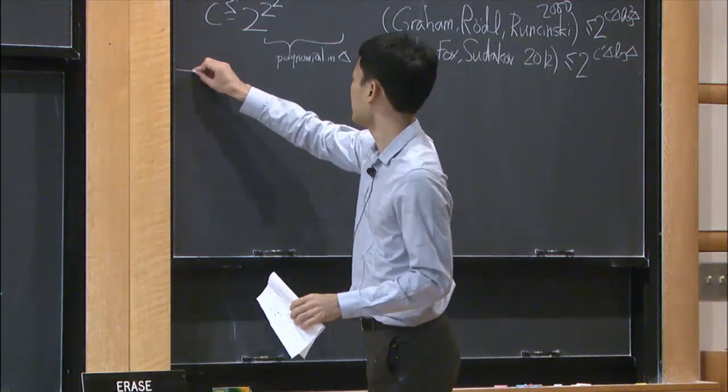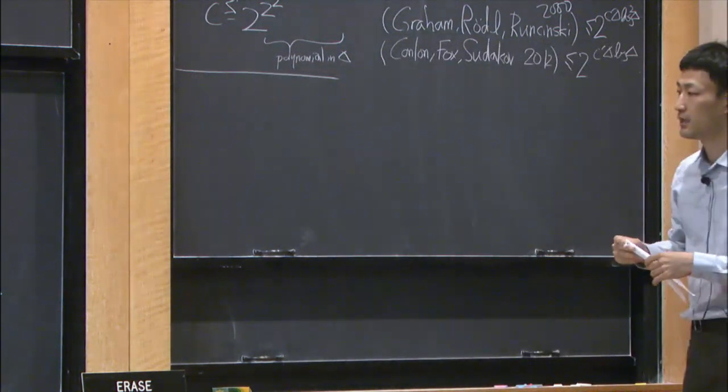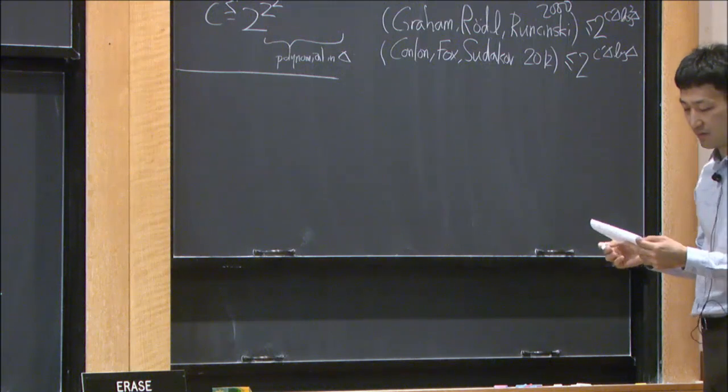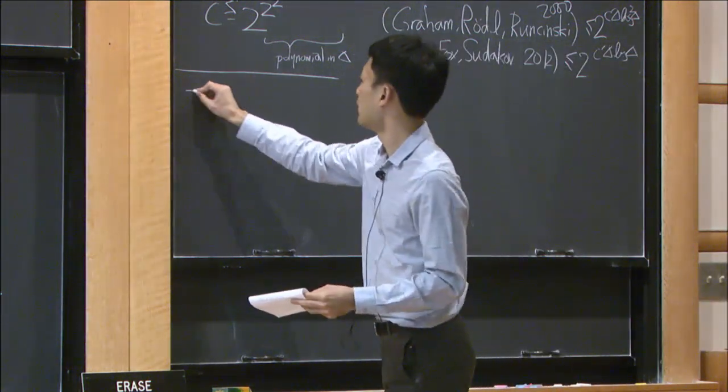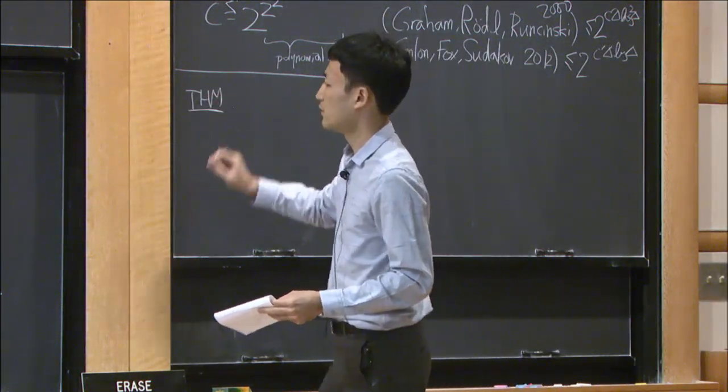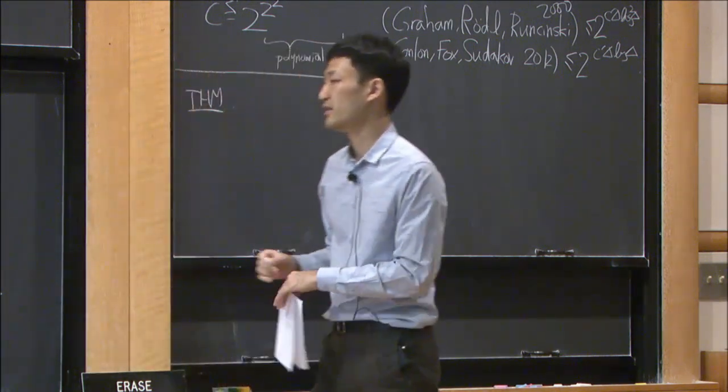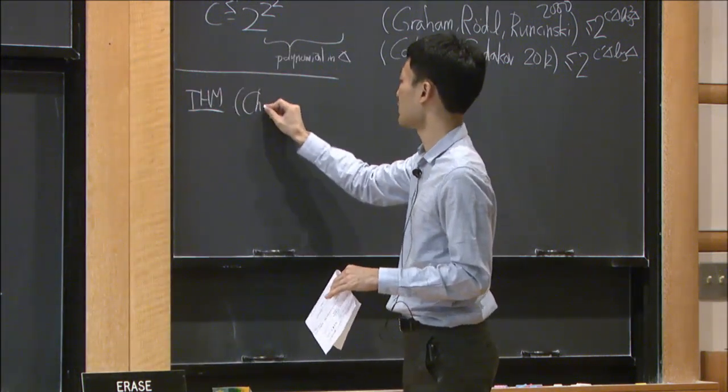Okay, so the next development on the conjecture was made in 1993 by Chen and Schelp.